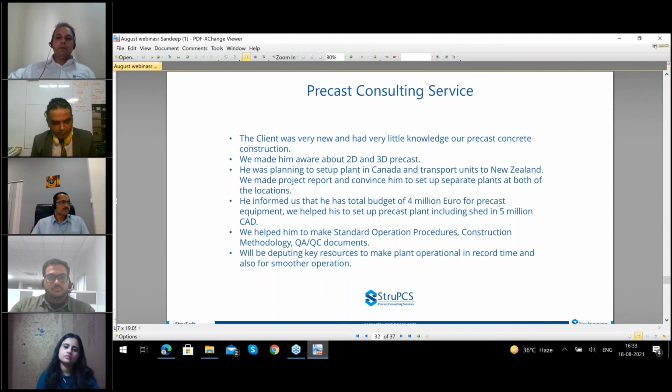Our scope of services was not just to stop here. We also helped him develop documents like standard operating procedures, construction methodology statements, and QA/QC documents. Since he had less knowledge about it, it was our responsibility to make him skilled in what he is going to do in the next couple of months. Right now, his plant is under construction and he is going to start production by March 2022.